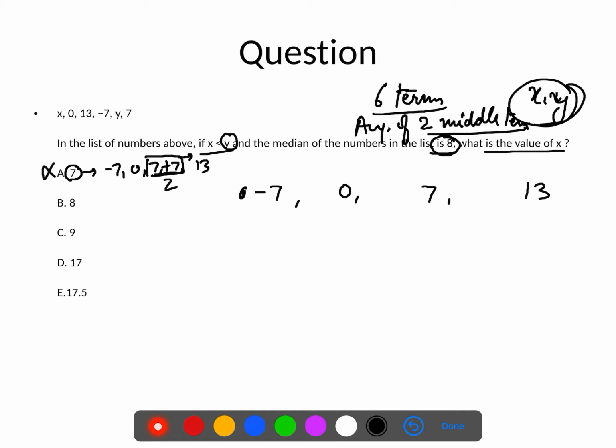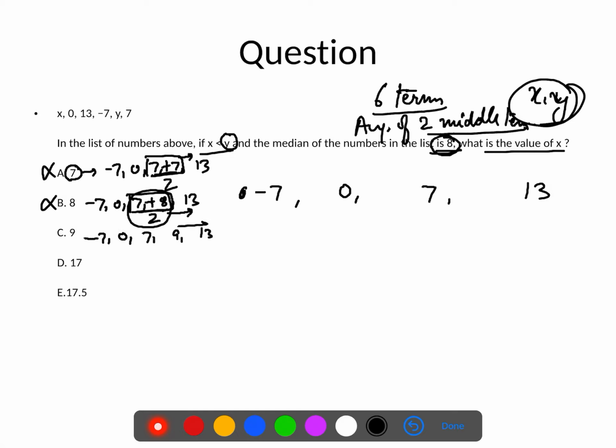Okay. Let's see the second option: -7, 0, 7, 8, 13. Again, the value of y will be bigger than x. x is 8 here, so y has to be beyond x. Again, 7 and 8 would be the middle terms. Will (7 plus 8) by 2 be equal to 8? No.